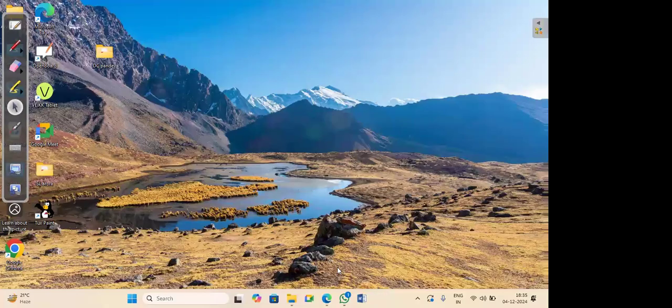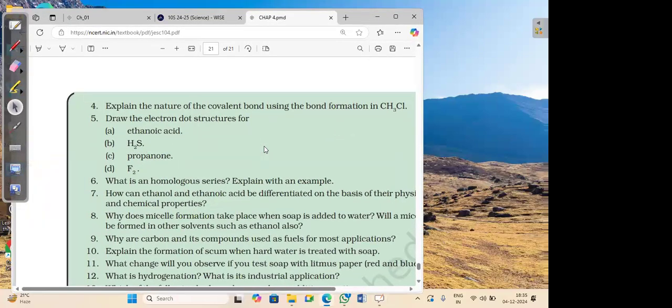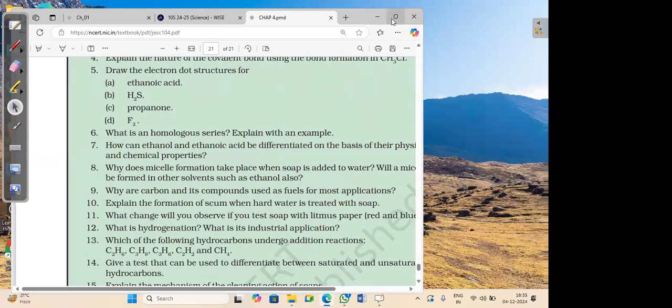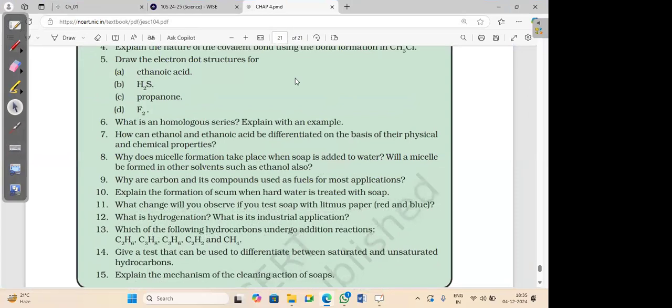Okay, the next question is here. How can ethanol and ethanoic acid be differentiated on the basis of physical and chemical properties? So how can you differentiate between ethanol and ethanoic acid on the basis of their physical properties?